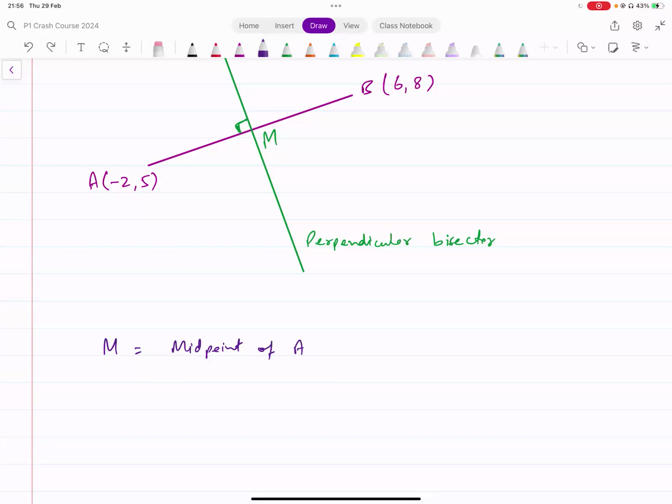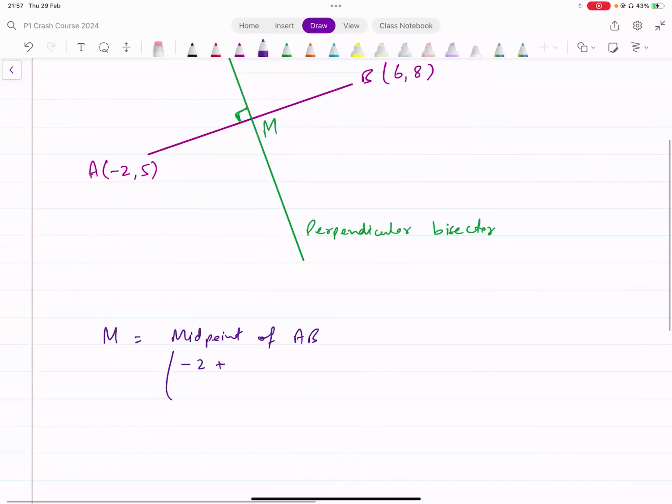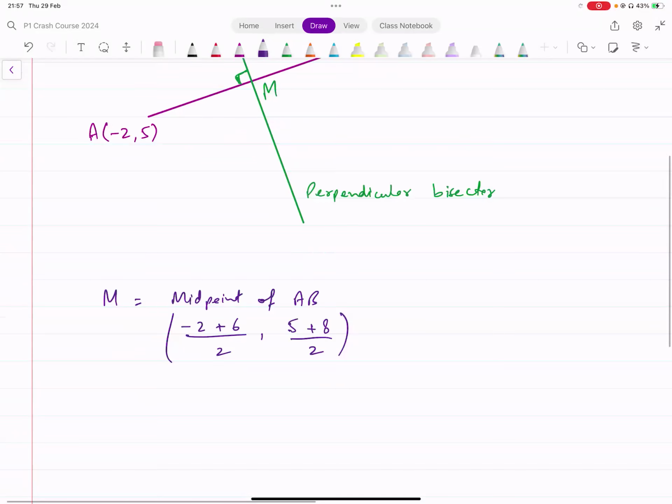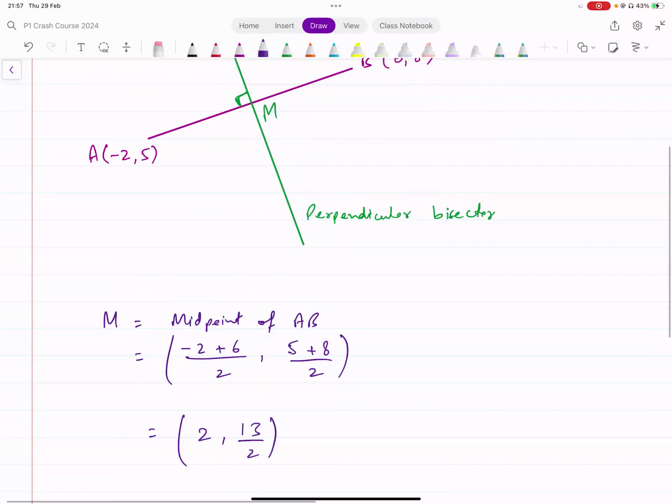Let's use the midpoint formula and figure out what M's coordinates are going to be. -2 plus 6 divided by 2 and 5 plus 8 divided by 2. These are the coordinates of the point M. Simplify this and see what this turns out to be. 4/2, that's 2. And 13/2, that's 6.5. Just write it as 13/2. These are the coordinates of the point M. Okay. That's the first thing. We have a point that lies on the line now.